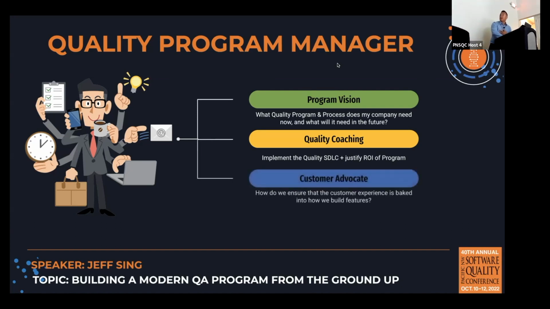Now, the third one I have here is customer advocacy, right? This one is: how do we ensure that customer experience is baked into how we build features? And this one almost is like, wait, why is it my job to be the customer advocate, right? But once again, you need to get out of this mindset of I'm a tester. Instead, you should be thinking, how do I guarantee the quality of our program? And what that means is you've got to get out of this mindset of your job being to make sure, did I build it right? Does this product work right? It is also, did I build the right product? Because if that's wrong, what are you doing?